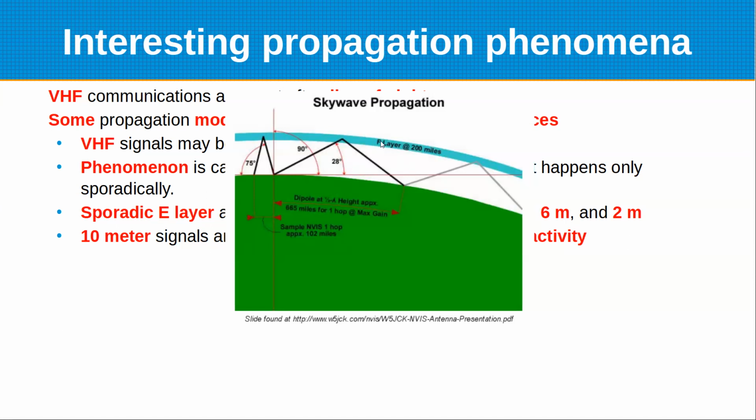And they're bouncing off the F layer, which is the highest layer, which is split into two during the daytime, the F1 and the F2. At night, it condenses into the F layer. So basically at night, you have an F layer and an E layer.